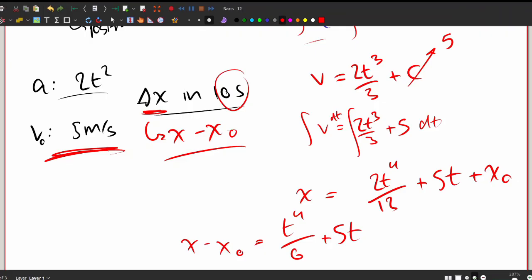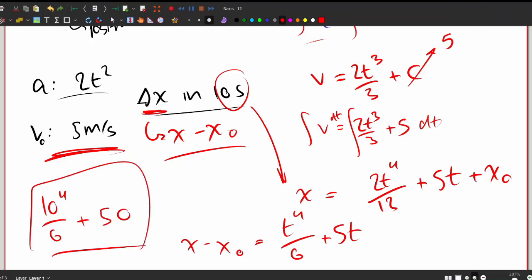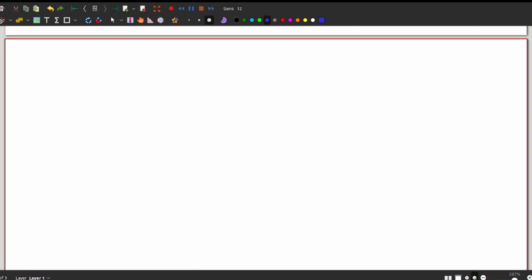Since we're given that it's in 10 seconds, all we have to do is plug in. So it'll be 10 to the 4th over 6 plus 50. And this is your displacement, or your delta x, in 10 seconds. Now, this also works the other way. If we were given the position and the velocity, you could find the acceleration simply by taking the derivative. Now, when you're doing particle motion, there is an important equation that you might have to memorize, and that is this.